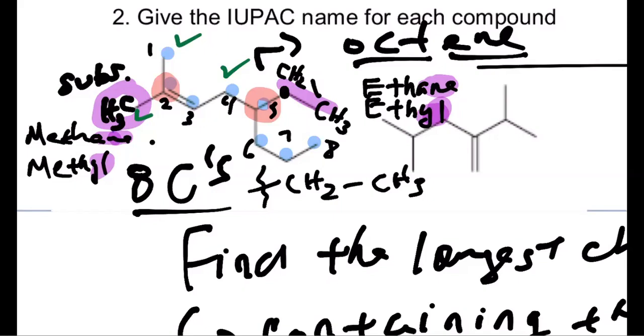All right. So now we're going to look at this one, and this will be the last thing we do because we're almost out of time. So what's the first thing we have to do? Find the longest chain that contains the functional group. Is that right? Yep.